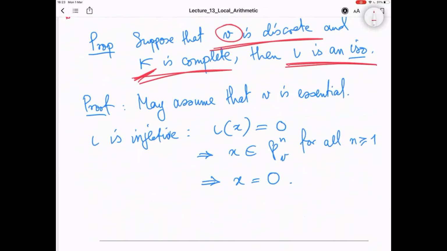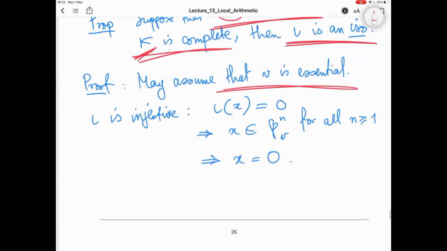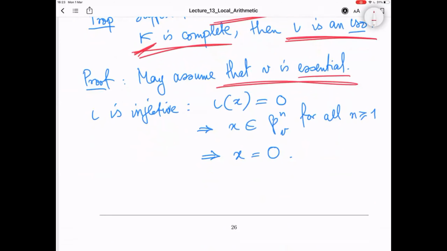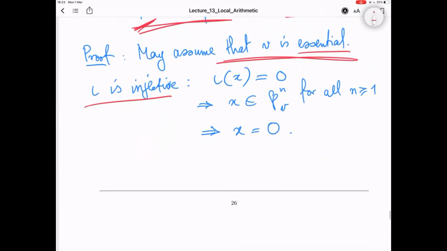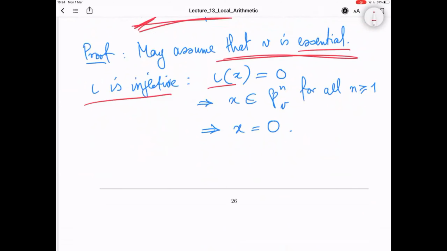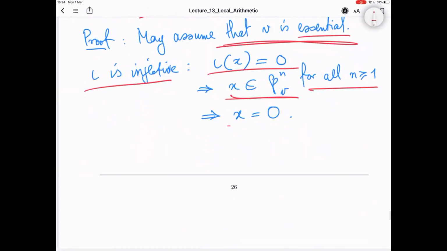So you can see that there's nothing to prove if V is trivial. So we may assume that V is nontrivial, and then let's prove that iota is injective. What does it mean to say that iota of x is 0? It means that x is in PV to the n for all n. But that implies that x is 0 because the intersection over n of PV to the n is 0.